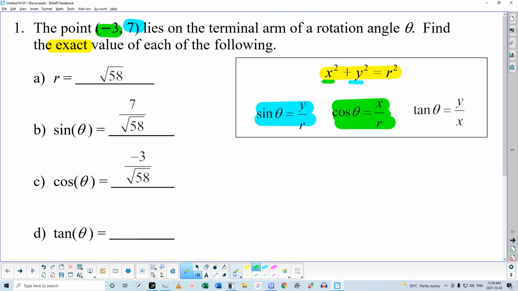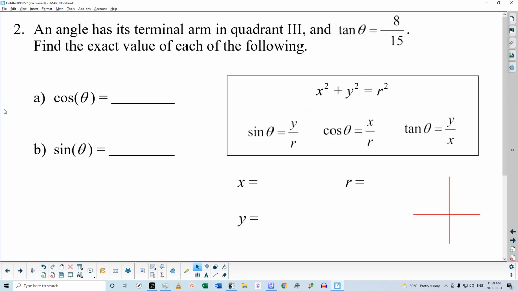Tangent, of course, is y over x, and we know both y and x when we look up at the top of the screen. Y is 7, x is -3, so tangent of theta is 7 over -3. Now, I typically wouldn't write 7 over -3. What I probably would have written is -7 over 3. That doesn't mean that the y coordinate is -7 and the x coordinate is 3. It just means the ratio of the two is a negative number. We very rarely see a negative written in the denominator. So that's question 1.